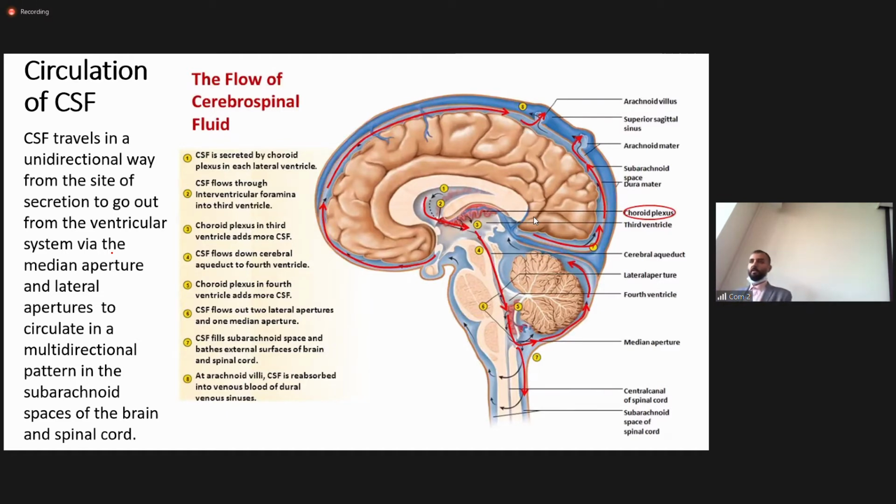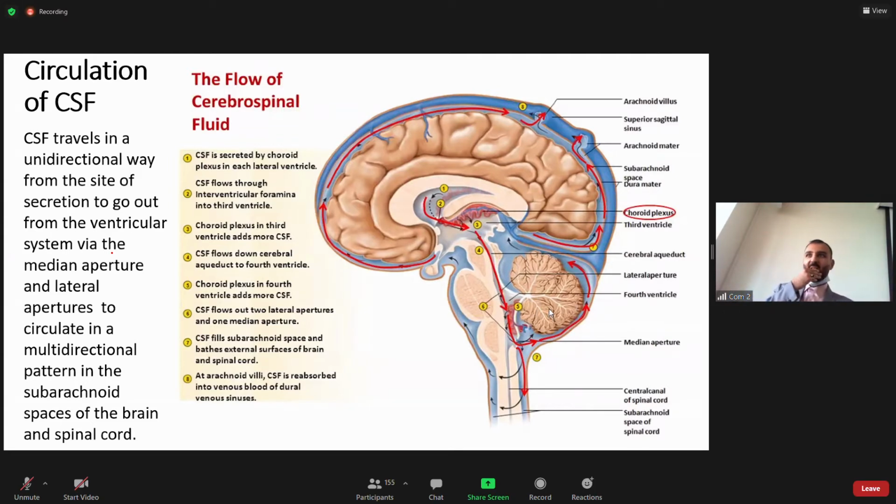Let's talk about circulation. I guess you guys are familiar with the circulation of CSF. Any volunteer to come up to the front and explain circulation? We'll clap for you. Anyone? I'll pick. Marwan, you want to give it a try? No. Okay. Okay, so yeah, come here.